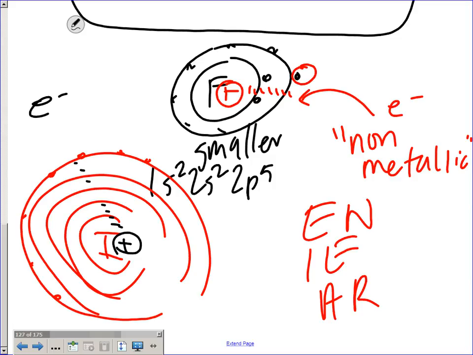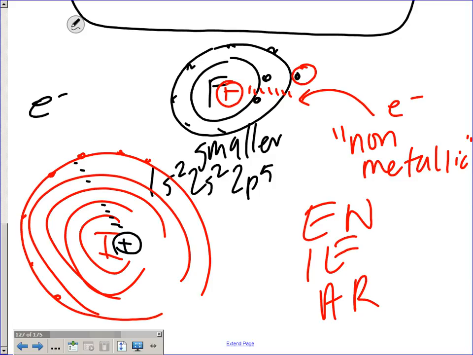Yeah. So why wouldn't neon be the most non-metallic, because that's farther? Because it's already perfect in all ways. It can't take on any more electrons. Are metallic? Noble gases are non-metals, right?